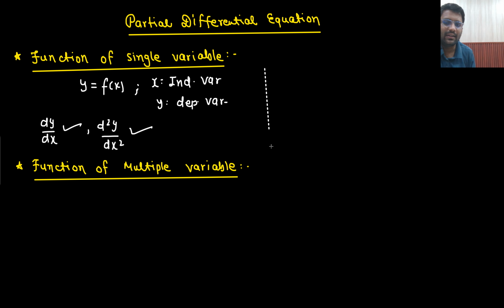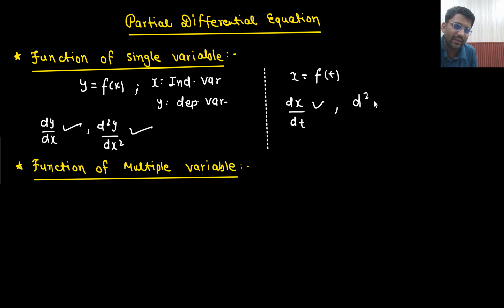Another example: let's say x is a function of t. Can I calculate dx by dt? Absolutely. Can I calculate d2x by dt squared? Absolutely, these things can be calculated. Here, who is the dependent variable and who is the independent variable? Sir, x is the dependent variable here and t is the independent variable, because x is a function of t.